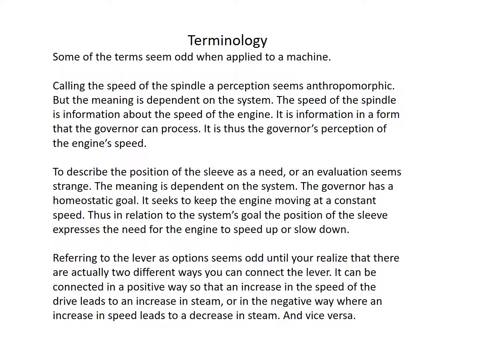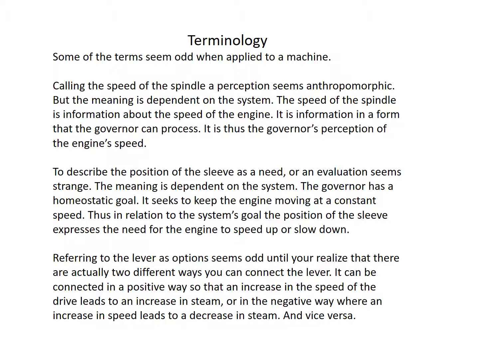To describe the position of the sleeve as a need or an evaluation seems strange. Once again, the meaning is dependent on the system. The governor has a homeostatic goal. It seeks to keep the engine moving at a constant speed. Thus, in relation to the system's goal, the position of the sleeve expresses the need for the engine to speed up or slow down.